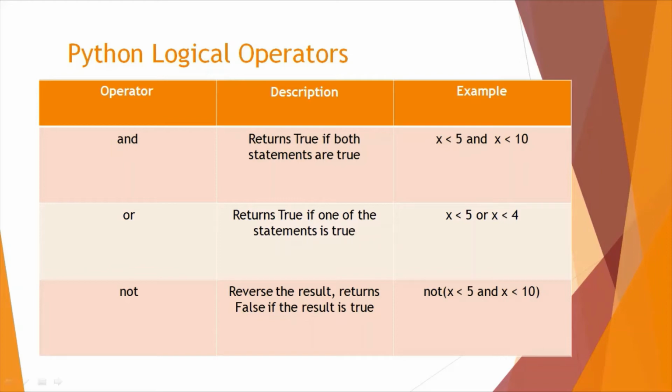Another operator is OR. It will return true if one of the statements is true. x is less than 5 or x is less than 4. If any of these conditions are true, it will return true.